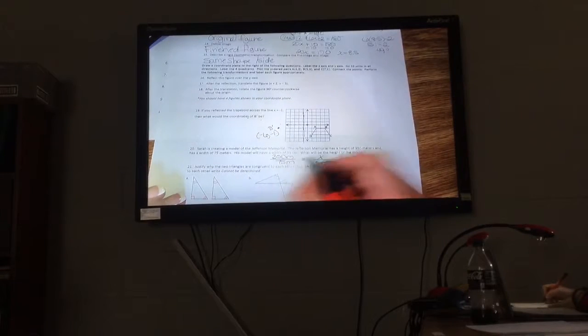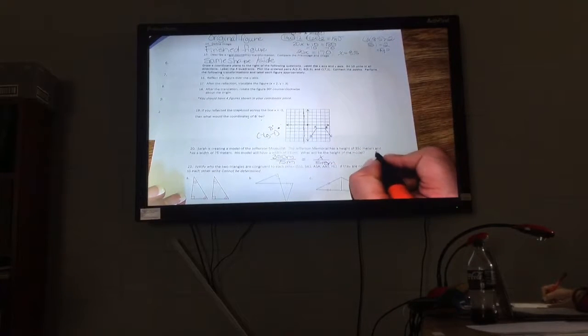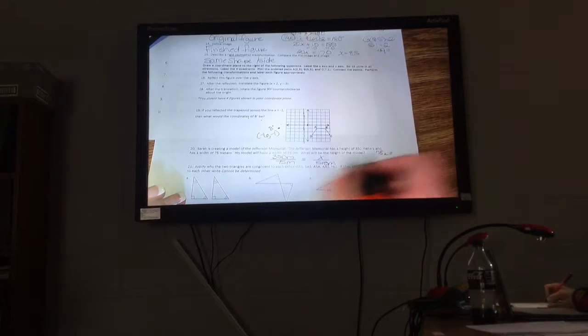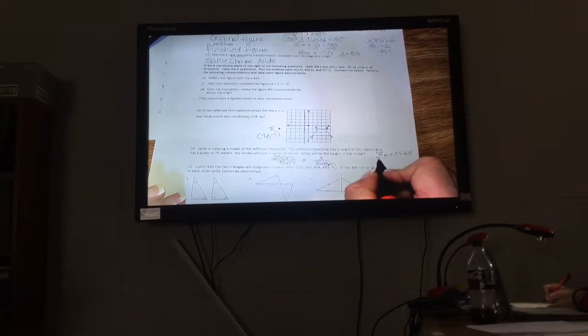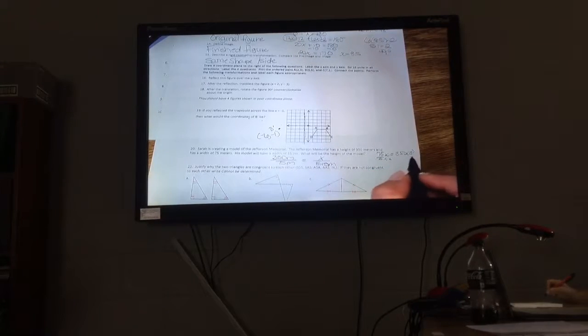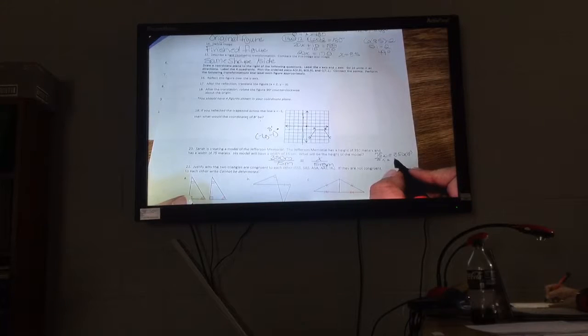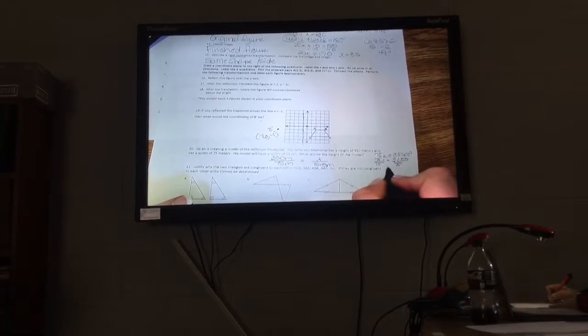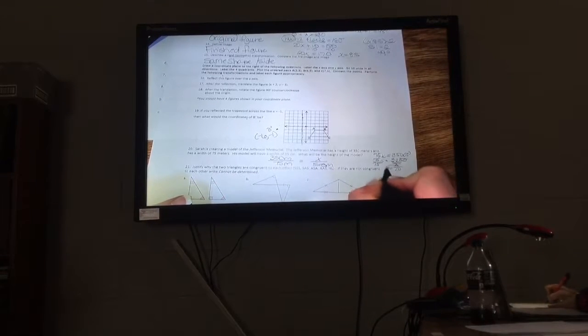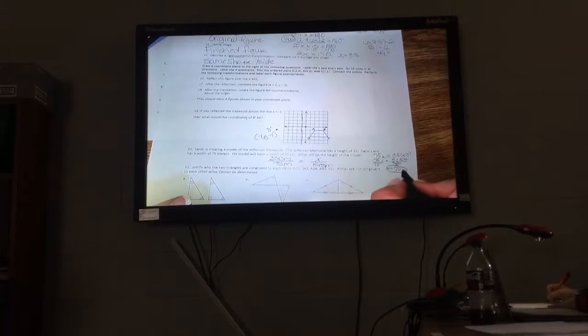I cross multiply and I get 75 times x, which is 75x. And I get 350 times 15. And if somebody will do that really quickly for me, I believe it's 5250, but check on that for me. So if you'll multiply 350 times 15. Is it 5250? Yes. And then I divide by 75, and I get x is 70. So, and it's centimeters.